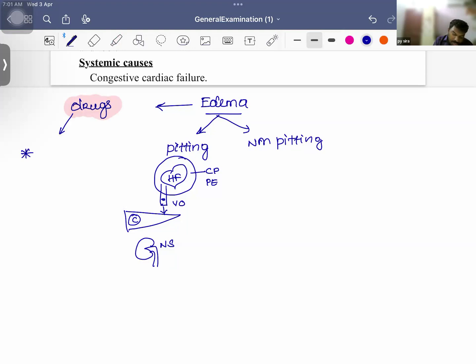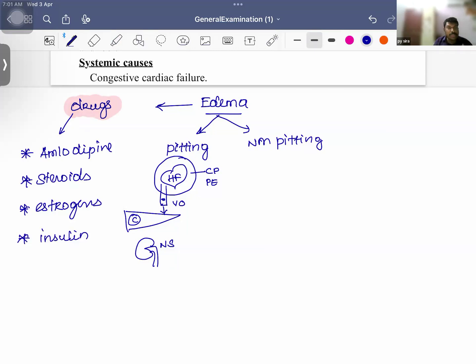Okay, steroids, even estrogens. So these all can cause pedal edema. Even sometimes insulin also causes pedal edema. You can include that. So these are the causes of pedal edema which are pitting type.